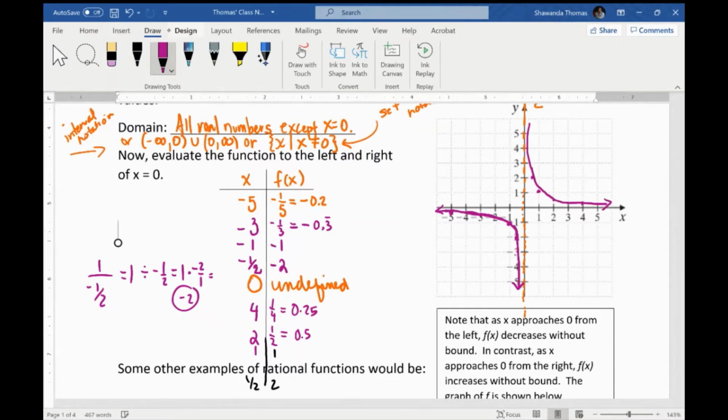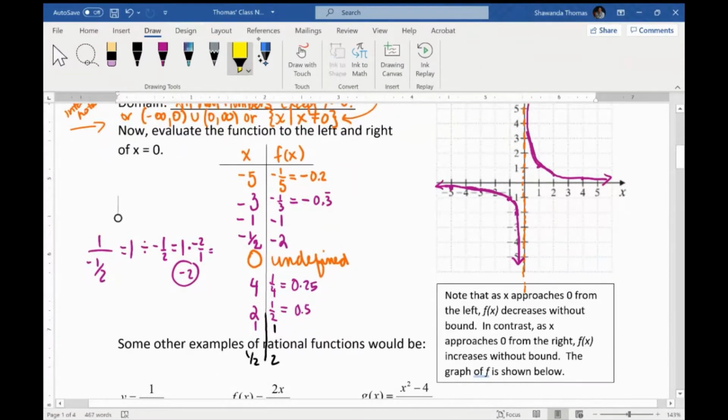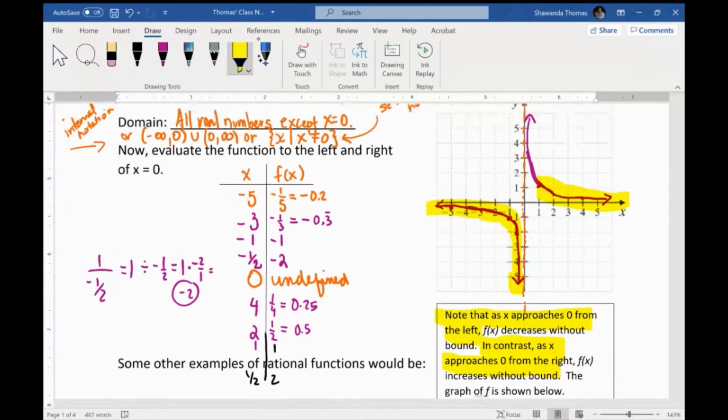Maybe this refreshes your memory. Remember, this is one of the parent functions that I asked you to remember so long ago. You may have forgotten, so here's a little note in the box. Note that as x approaches 0 from the left, f of x decreases. See how this line is going down? It decreases without bound. It's going to -infinity on this side. In contrast, as x approaches 0 from the right, f of x increases. Where is it going on the right side?